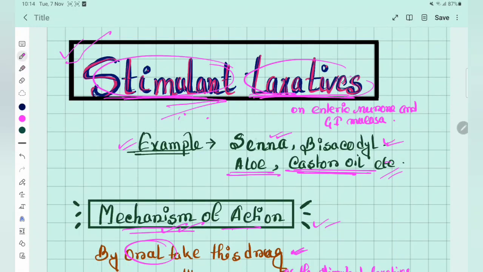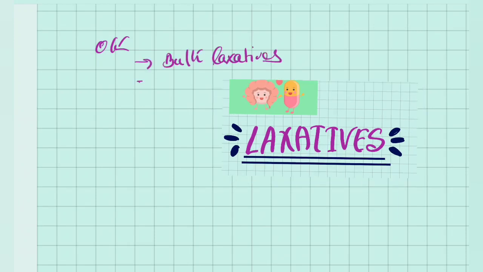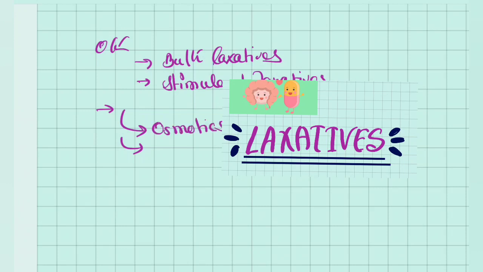But one thing I remembered about these stimulant laxatives, that senna acts within 8 to 24 hours, but bisacodyl acts or works within 6 to 10 hours. Okay, I hope you all have understood about these two types of laxatives, the bulk laxatives and stimulant laxatives. And in another video I will describe the other two types of laxatives, the osmotic laxatives and stool softeners.